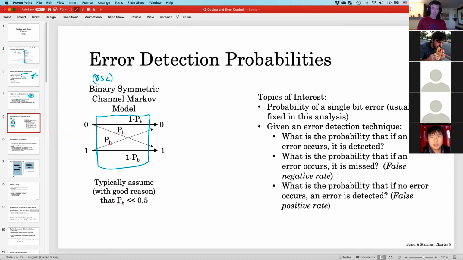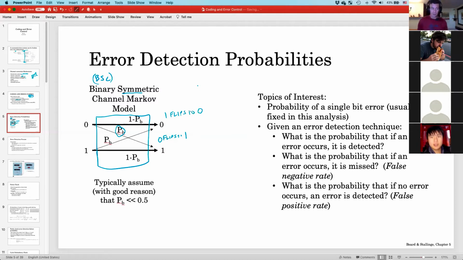The probability that a bit is flipped shouldn't depend on the bit itself. So that's where the symmetric part of binary symmetric channel comes from: the probability of a bit flip, so 0 flips to 1, with probability PB, is the same as the probability that a 1 flips to 0. So the probability of those events in a binary symmetric channel are the same, and I'm going to call them PB. And then, of course, the probability that a bit does not flip is the complement of that, or 1 minus PB.